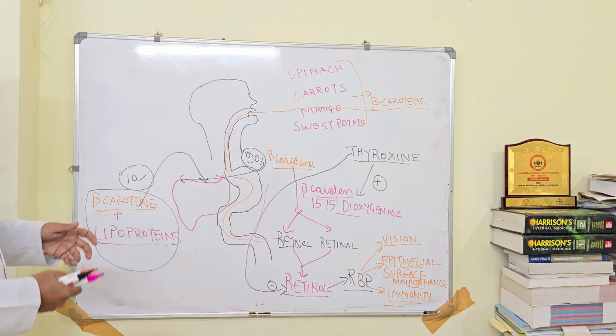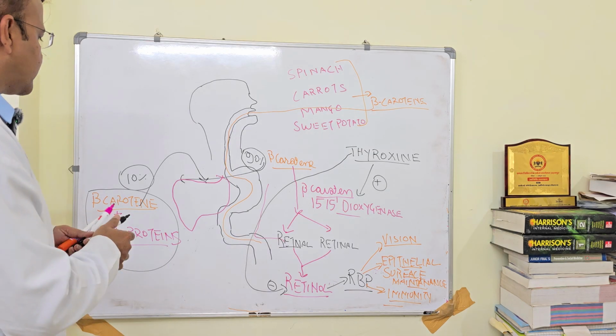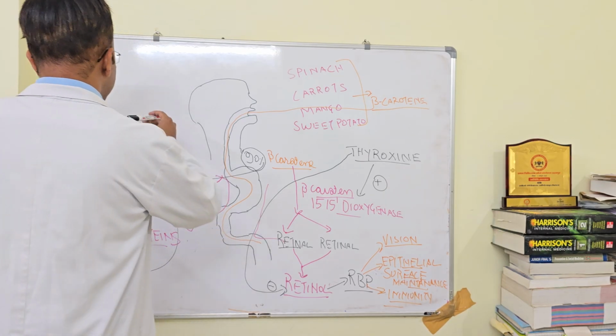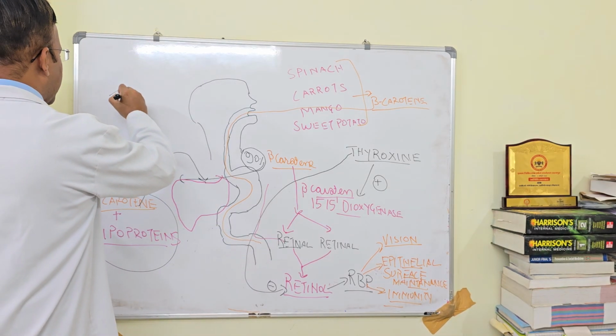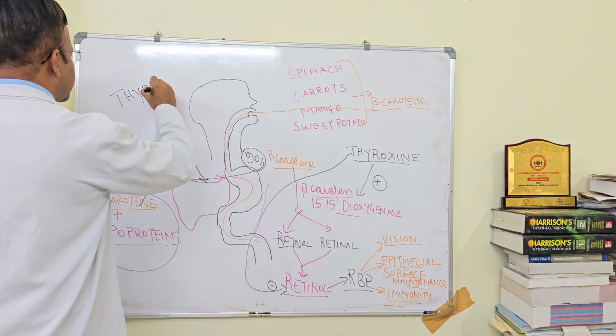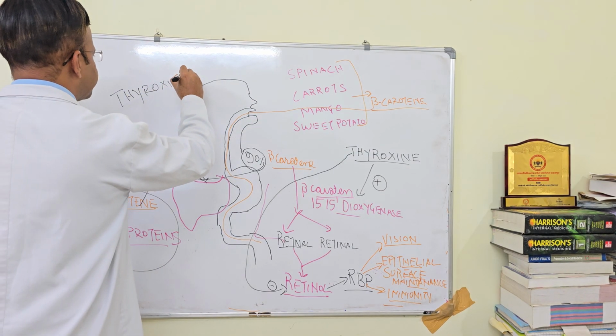What other thing is the thyroxine doing over here? The thyroxine is going to stimulate the uptake of beta carotene plus lipoprotein, right? It is going to stimulate the uptake.